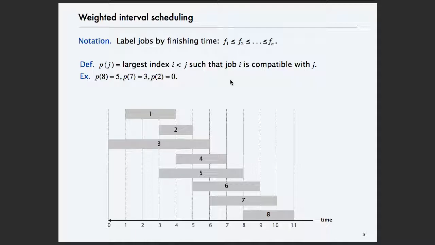Now, if I don't include 7, what's the value of that solution? The solution that doesn't include 7? Well, it's whatever was optimal up to 6. Does that make sense? I don't gain anything by not adding 7. Does that idea make sense? Yes? No? Maybe?